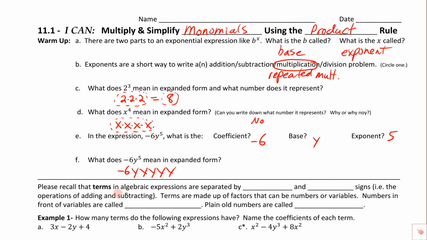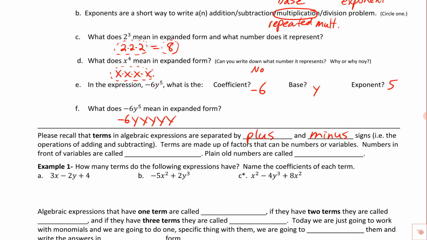And then it says, please recall that terms in algebraic expressions are separated by plus and minus signs. In other words, they're the operations of adding and subtracting. So if we ever see addition or subtraction in a polynomial or something like that, that's what breaks it up into terms. And remember, terms are made up of factors that can be numbers or variables. We've got one here that's got a number, a coefficient out front, and then a variable, in that case y. And it says numbers in front of the variables are called, let's remind ourselves, the word is coefficient. Got to make sure that we have the vocabulary down. Coefficient here, and then plain old numbers are called constants.